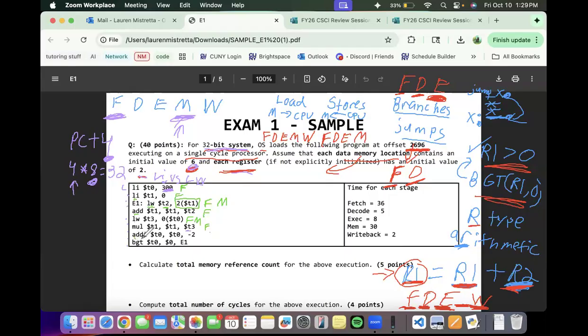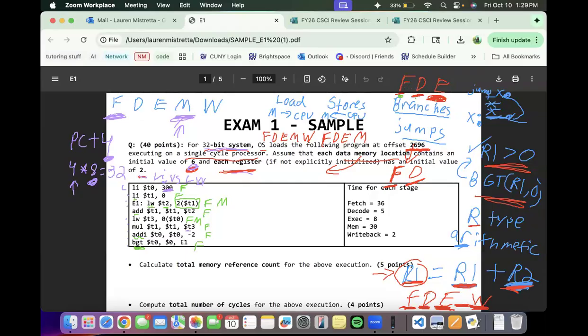Okay, next we have add immediate. Same thing. This is literally going to just have to be the same exact thing for an R type, so just fetch. And finally, BGT means branch on greater than. This is a branch. Branch we know does fetch to decode exec. So that means we're only doing fetch to go into memory.